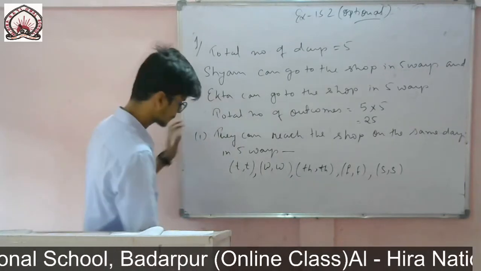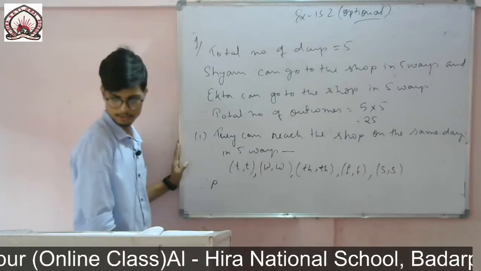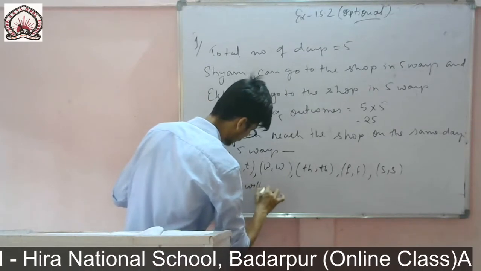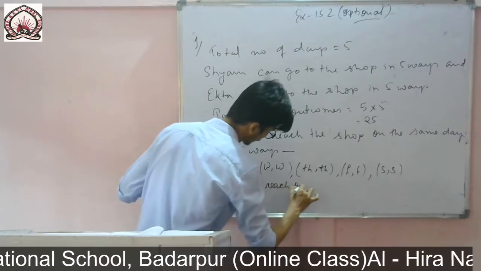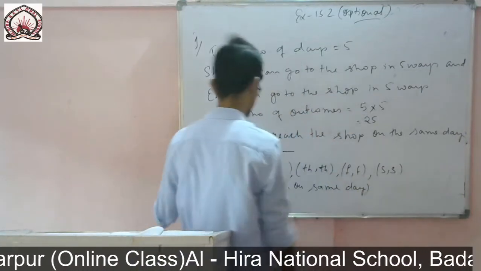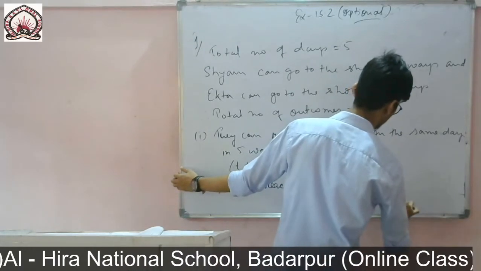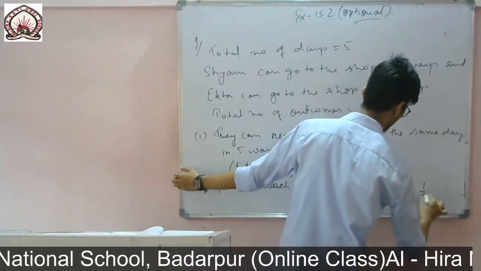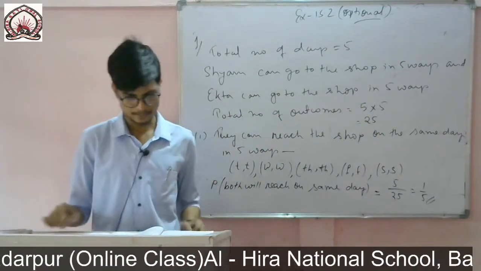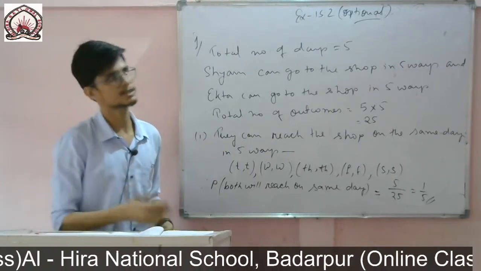So therefore the probability that both will reach on the same day: favorable outcomes are 5, total possible outcomes are 25. That means 1 by 5 is the probability. Then for the next one, that they will visit on consecutive days.